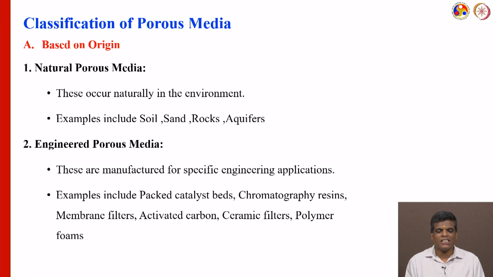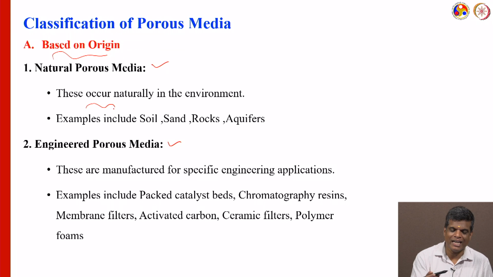So, now what is the classification of porous media? There are three. One is based on origin: natural porous media and engineered porous media. Natural porous media occur naturally in the environment. The examples here: soil is the best example of porous media, then sand, then rocks. So, different types of examples are there.